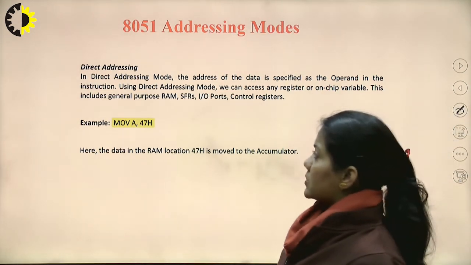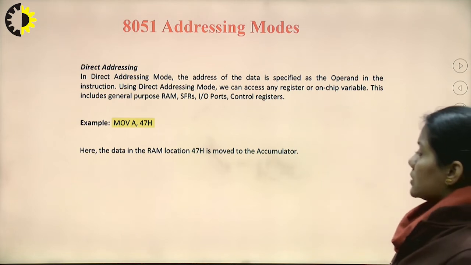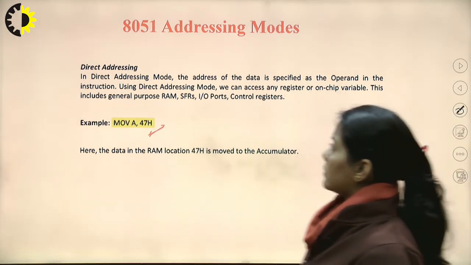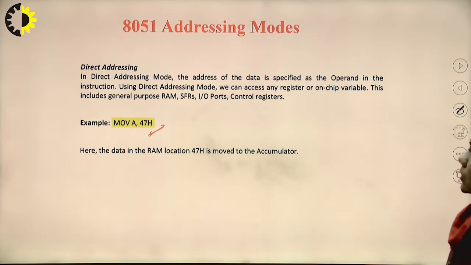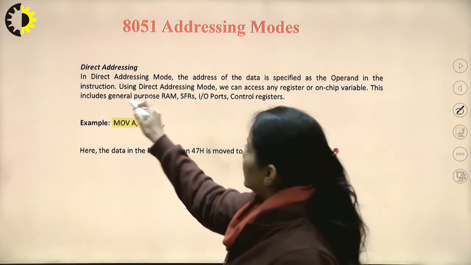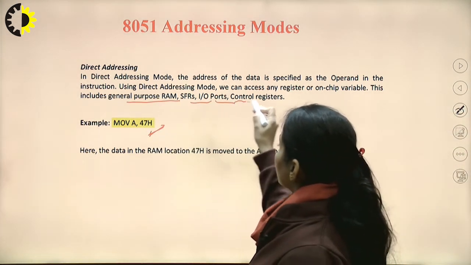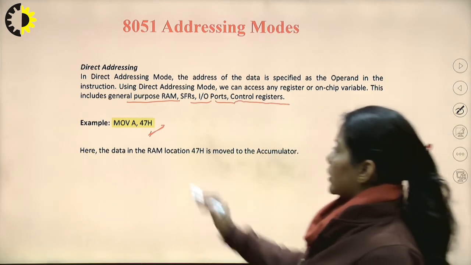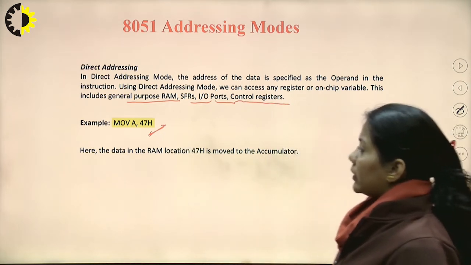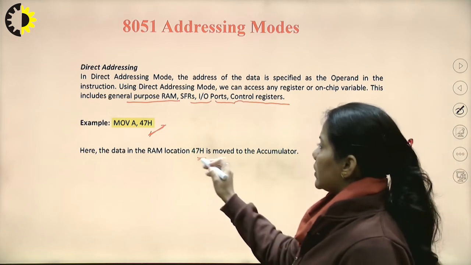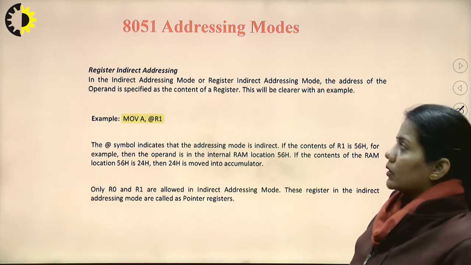Next addressing mode is direct addressing mode, and in this the address is directly given in the instruction itself. So this includes general purpose RAM, SFRs, input output ports, control registers. According to this example, the data at the memory location 47H is moved to the accumulator.